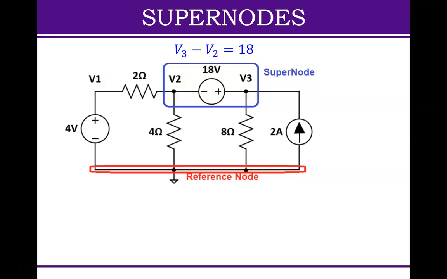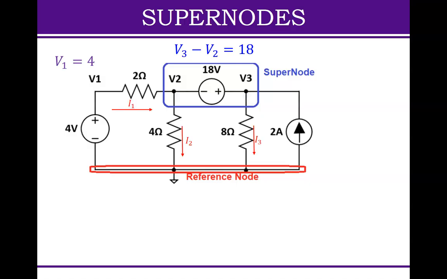Okay, so we've identified V3 minus V2 is equal to 18 volts. Next, let's take a quick look at this voltage source right here, 4 volts. One end of that voltage source is at the reference node, so that's 0 volts. So that means the other node of that voltage source must be equal to 4 volts. So V1 is equal to 4 volts in this particular example. In order to proceed with the current KCL expressions, let's write down all the currents.